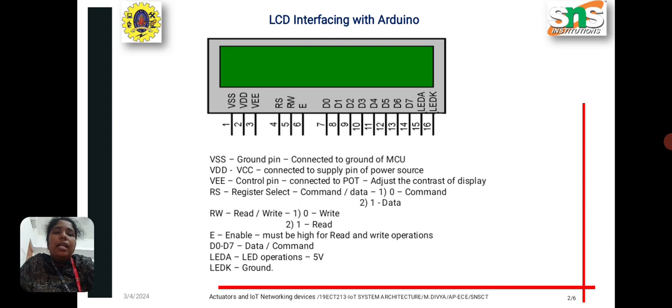RW is the read and write pin. If we set it as 0, we write the data. If we set RW as 1, we can read the data. For read and write operation, we should make the enable pin always high. D0 to D7 are the data or command lines. LED A is for the LED operation, to which we give 5 volts, and LED K is made ground. This is the structural configuration of LCD interfacing. We have a total of 16 pins in it.